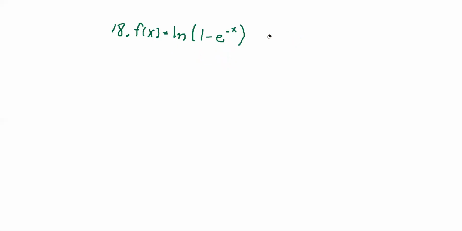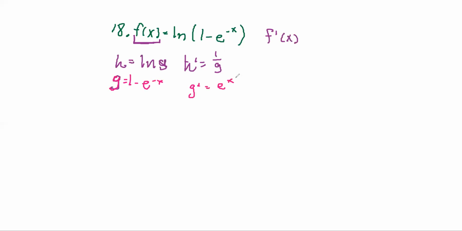That being said, you are exactly right in saying that in this case, because f of x is the function and we're trying to find f prime of x, what I would actually do is use h and g. So h being the natural log of g, h prime being 1 over g, g being 1 minus e to the negative x, and g prime being e to the x. Because this is negative times a negative 1, so you're going to make this a 0.